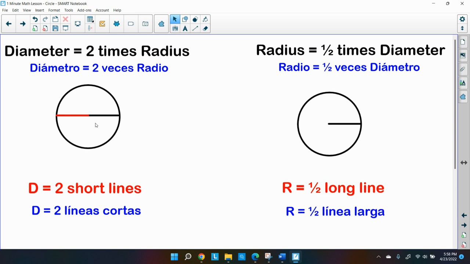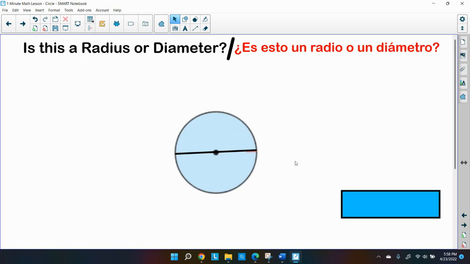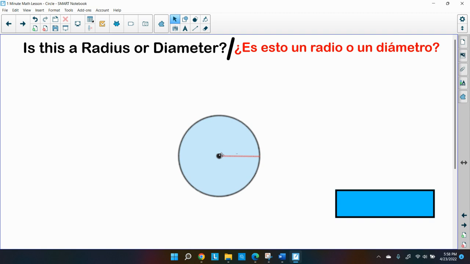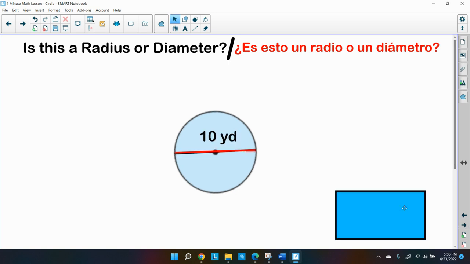So now that you know the difference, we can start our 1 minute clock. So here we go. All right, so is this a radius or a diameter? Well, I see it's a long line, so it must be a diameter. Correct. What do you think this is? Oh, it's a short line. It's half the size of that long line, so it must be a radius. So I'm good at that. So is this a radius or diameter?